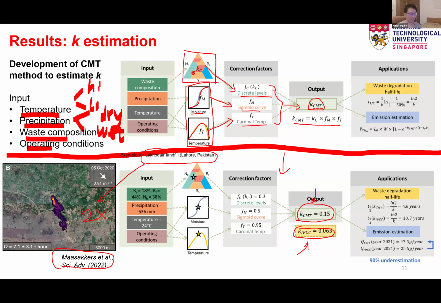Whereas, IPCC's default value is kind of half of the reality. Yeah, but this is just one case. Although, after calculating this case, we feel pretty good. We feel confident about our approach.